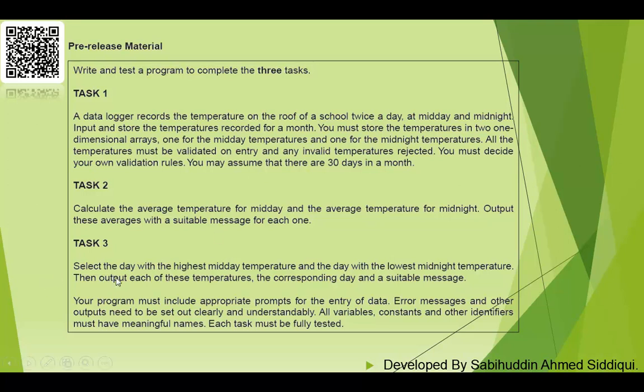Now in task 3, what you are required to do is select the day with the highest midday temperature. That means you have to store the highest temperature at midday, and the day with the lowest midnight temperature, the lowest midnight temperature recorded. Then you have to output each of these temperatures, the corresponding day and a suitable message.